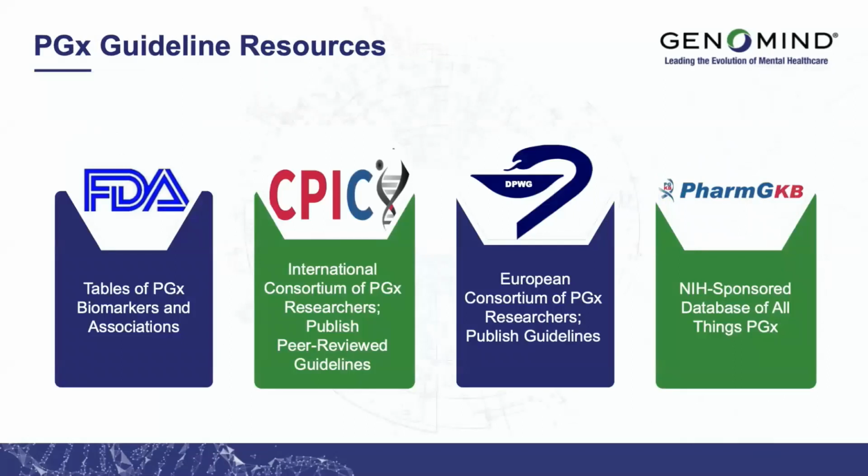Okay. I mentioned the guidelines that we've incorporated into this tool. Those guidelines come from one of 3 sources: the FDA; CPIC, which is the Clinical Pharmacogenetic Implementation Consortium, a global group of researchers that publish peer-reviewed guidelines, about 24 published to date, I think; and DPWG, who also publishes peer-reviewed dosing guidelines, pharmacogenetic guidelines out of Europe.